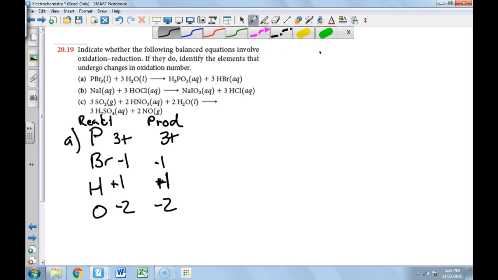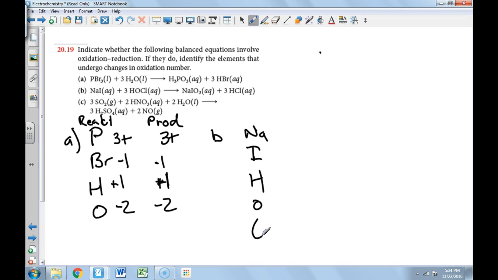I need a little space here. Let's look at part B, and we'll do the same thing. We're looking at NaI, HO, and Cl. We'll have the reactants in one column and products in the other. The sodium on both sides is combined, and sodium, when combined, is always 1+, so that's a good sign again. Things that are not hydrogen and oxygen seem to not be changing oxidation states. Now let's look at iodine. Iodine, when it's bonded to one other element, is going to be 1-.